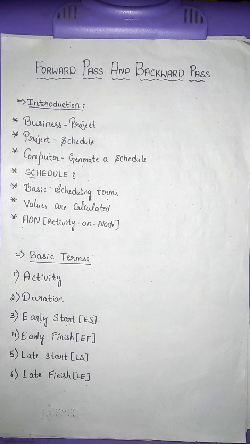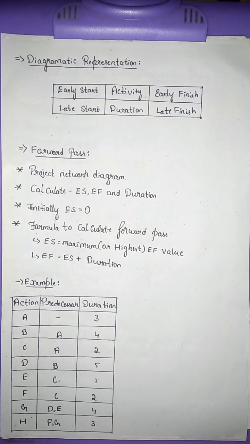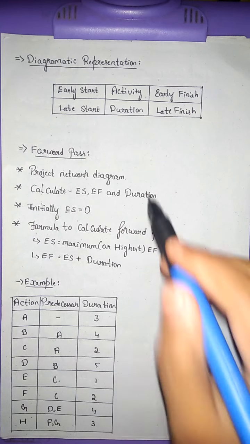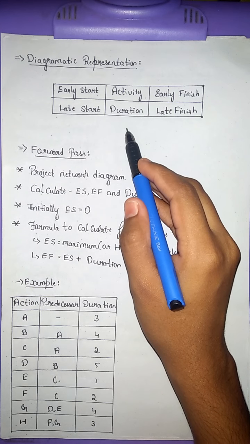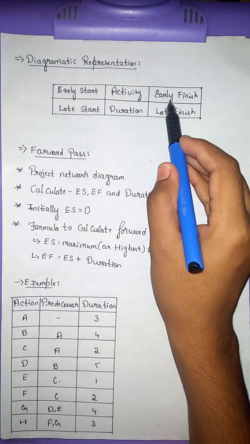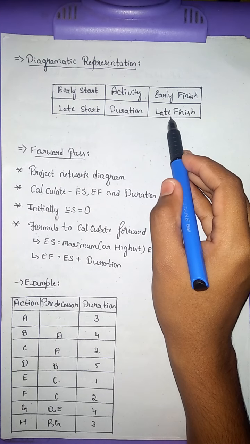Still, there are a few more basic terms, but the most commonly used terms are considered here. Let's now look into the diagrammatic representation of how a single activity node consists of activity, duration, early start, early finish, late start and late finish.